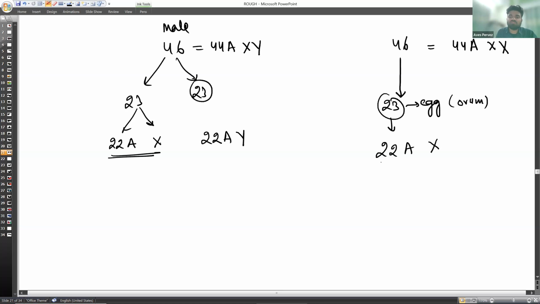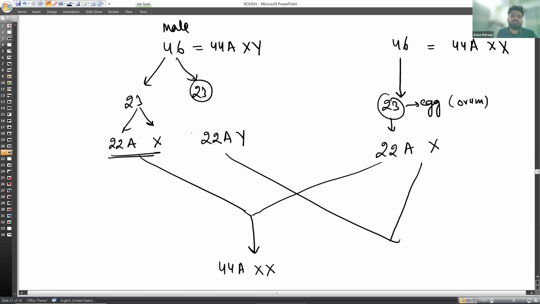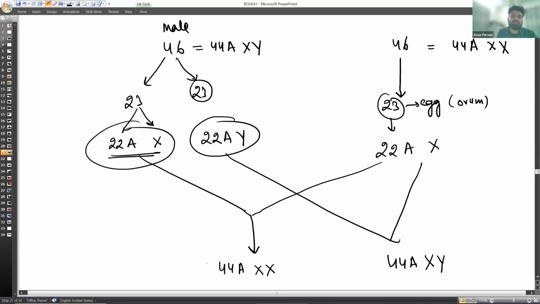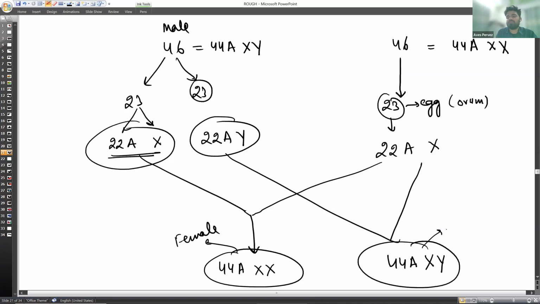When this egg fuses with an X sperm, it gives 44 autosomes and two X, which will result in a female child. When it fuses with a Y sperm, which is the chromosome of a sperm, it gives 44 autosomes and one X and one Y, which will result in a male child.